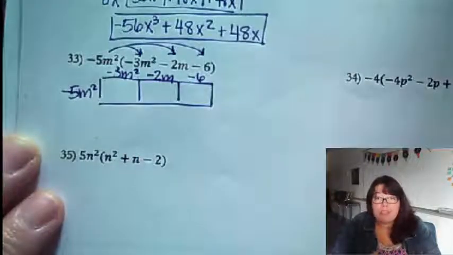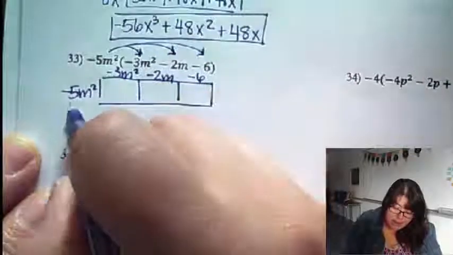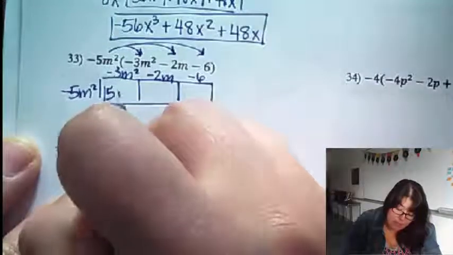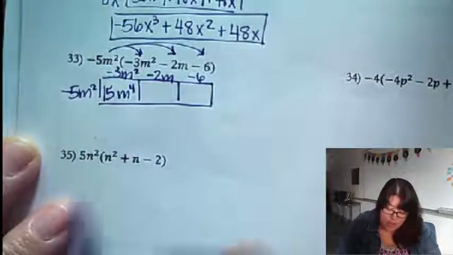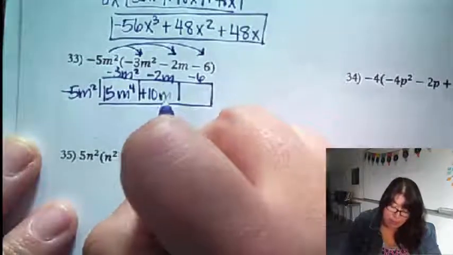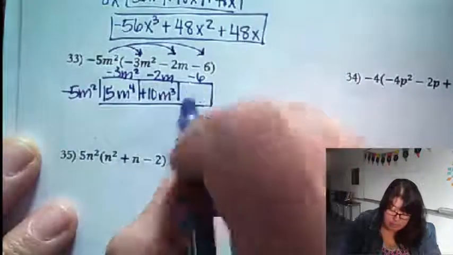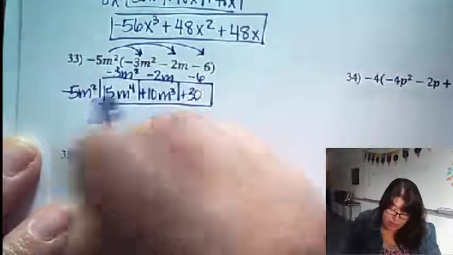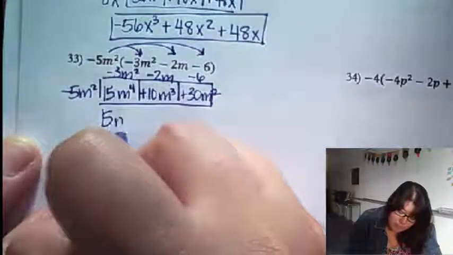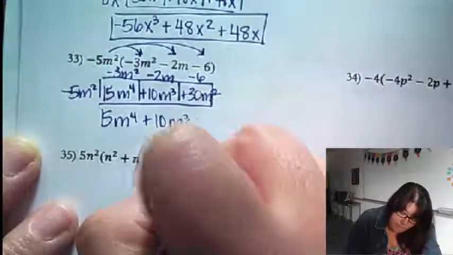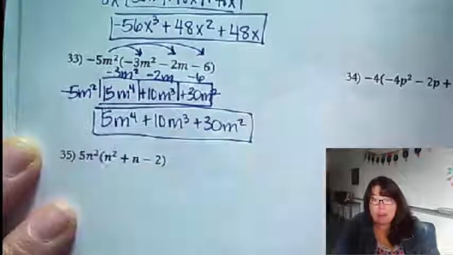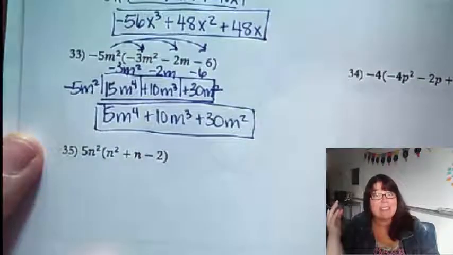And now we're going to multiply coefficients, add the exponents. Negative 5 times negative 3 is positive 15. M squared times m squared is m to the 4th because we add the exponents. Negative 5 times negative 2 is positive 10. M squared times m is m cubed. Negative 5 times negative 6 is positive 30. M squared times nothing stays m squared. So now I'm going to break it out of my box for my final answer. There we go. All done. Multiplying polynomials isn't as hard to do as apparently it is to say.